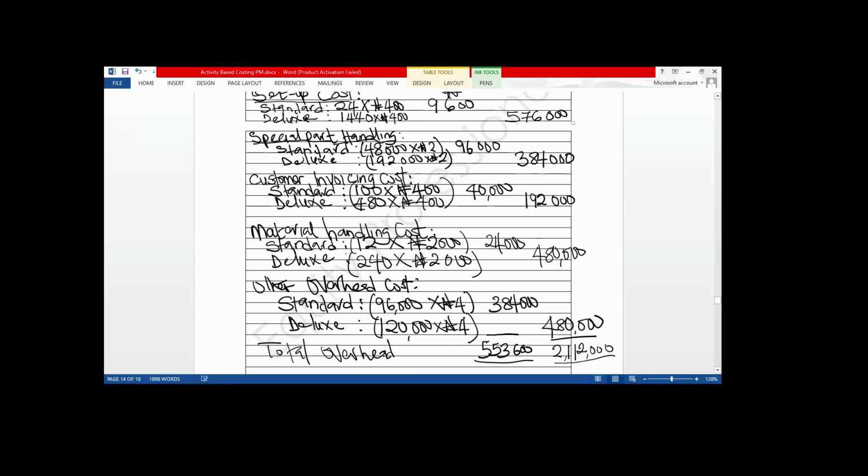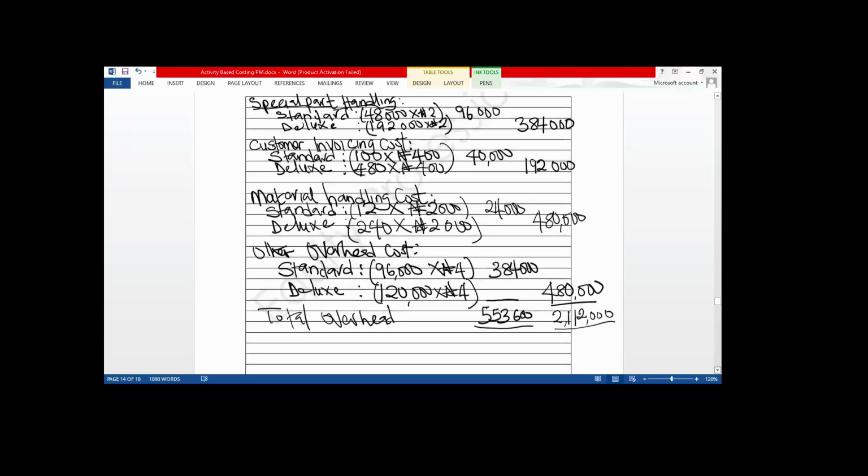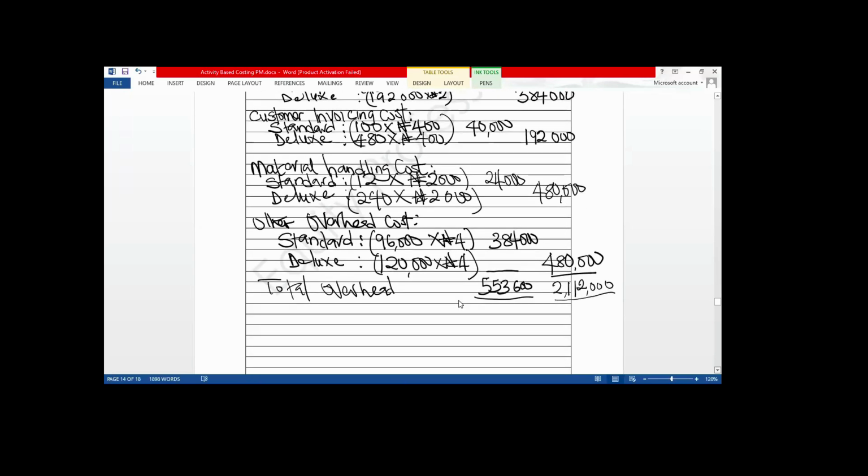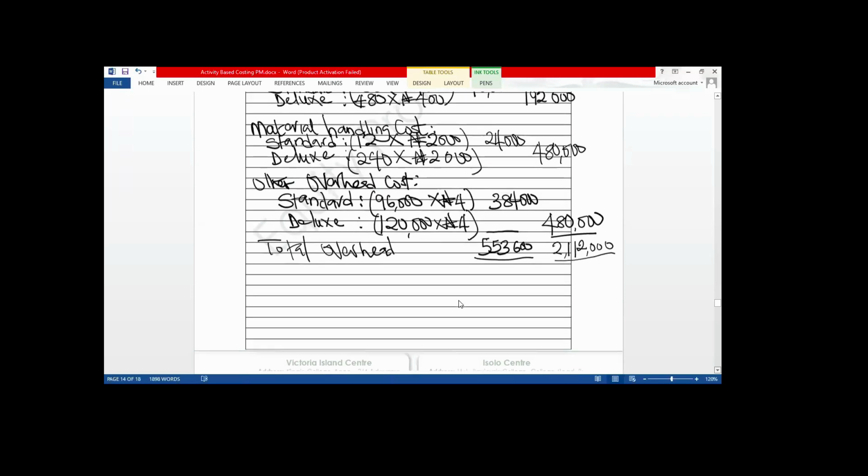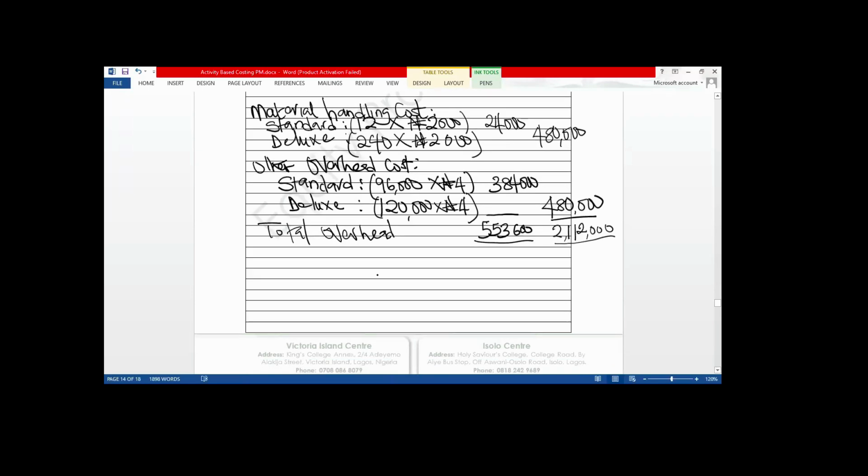But I want to get the overhead rate per unit. Examiner says, calculate overhead rate per unit. You have calculated the total overhead cost. What is the overhead cost per unit? You now move to volume of production. Now introduce production volume.